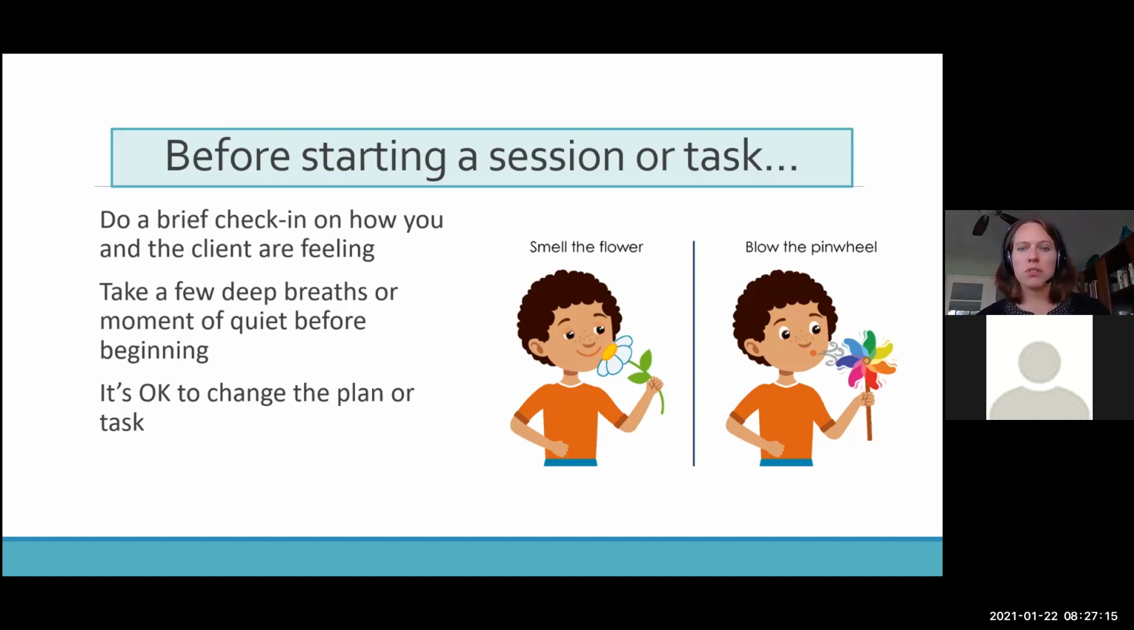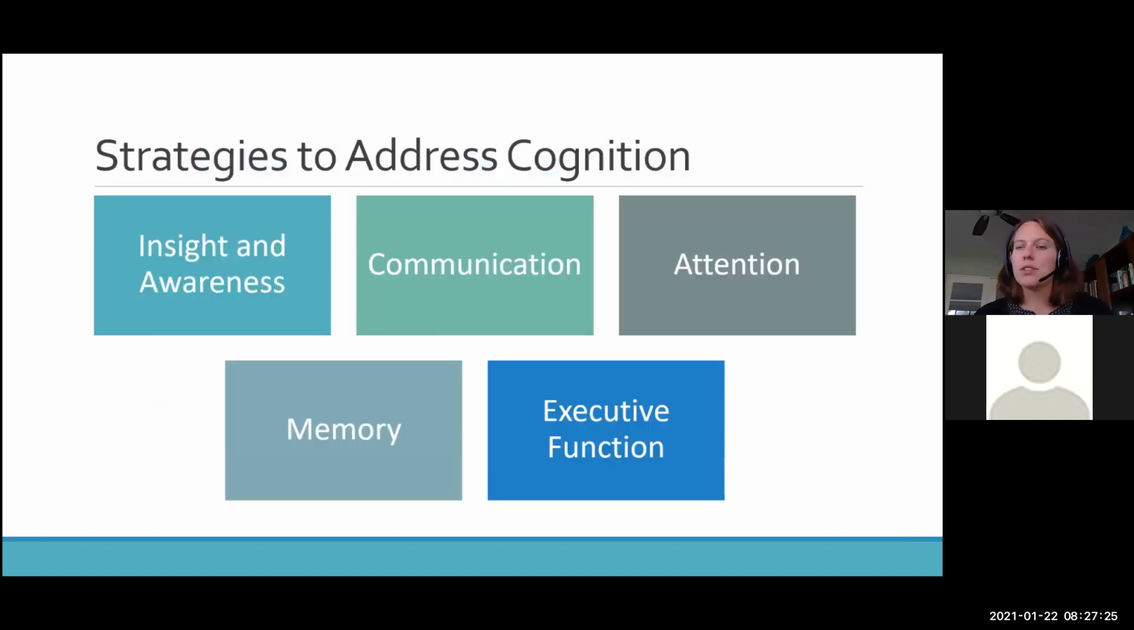And if the person is presenting with something really difficult or really overwhelming, you might need to change the task, right? The focus of the day might just need to go somewhere else. So I'm going to dive into all these strategies to address cognition. Again, it would be unlikely that after listening to me talk through all of this today, it would be encoded in your memory, something that you can use and memorize.